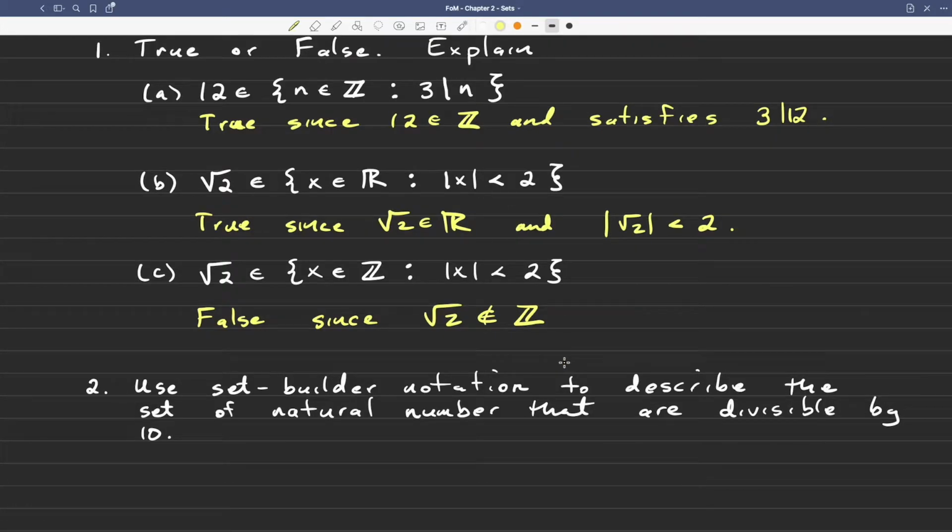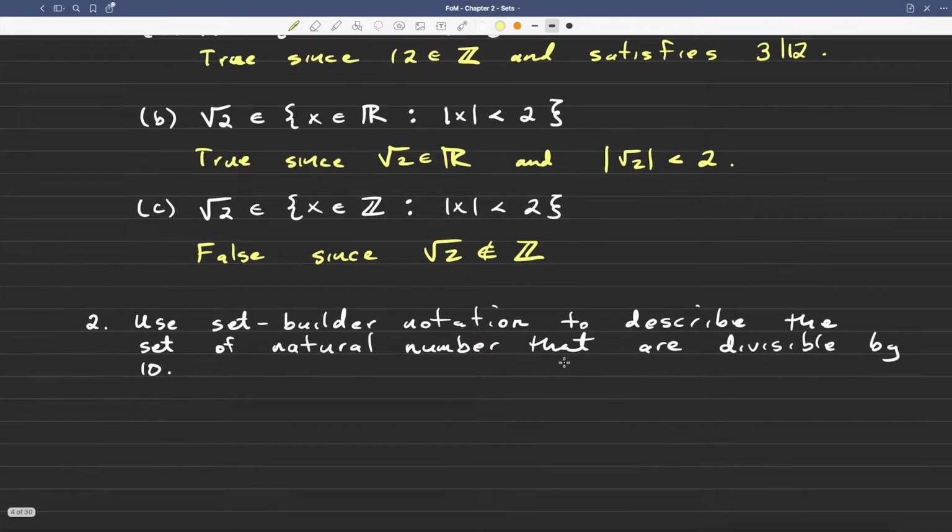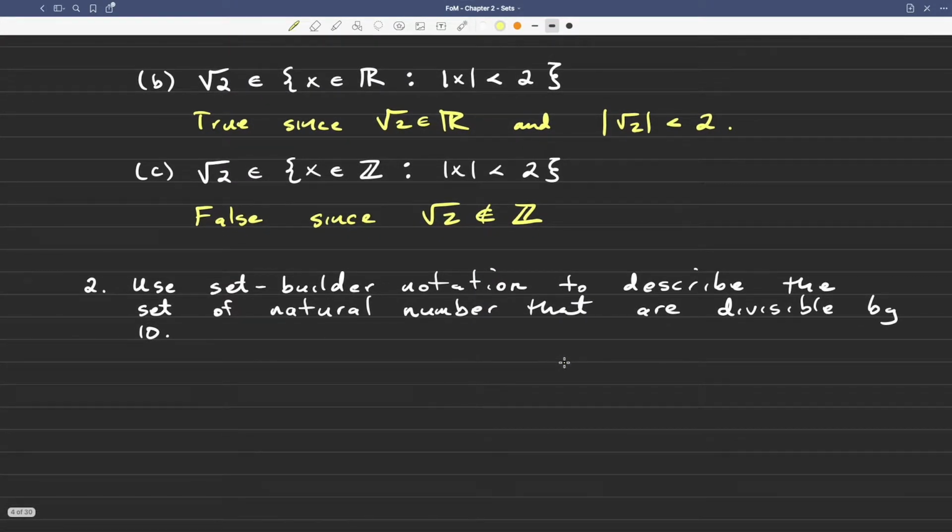Okay, part number 2. Use set builder notation to describe the set of natural numbers that are divisible by 10. Okay, you can read from the context of the question. It says the set of natural numbers. Okay, so that's our universe. So I'm going to say the set of n in the natural numbers having the property, and then the property that is our membership condition is that n is divisible by 10.